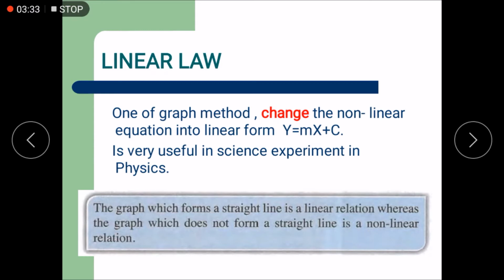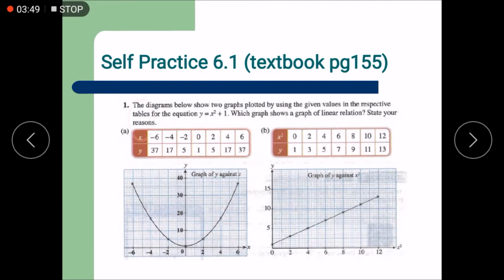So that is a little bit on how we use the linear law. Never mind, later on we will see in an example how we change the non-linear to linear, and how we applied it in our science experiment. Next.